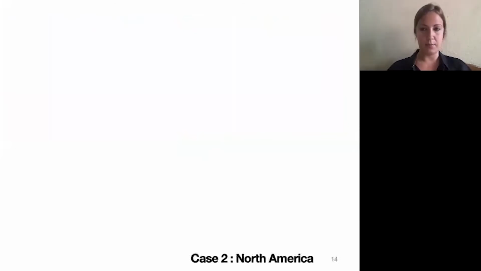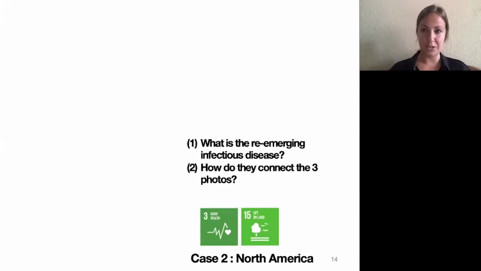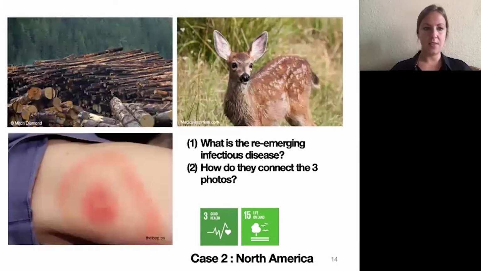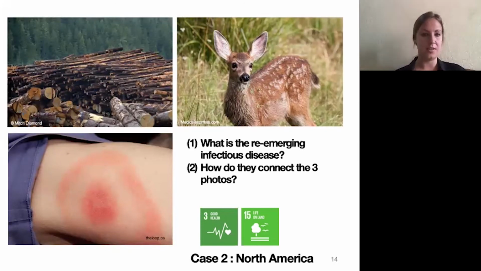So we're going to look at a second example in another one of the regions where communities at risk of reemerging infectious disease live, southwestern or northwestern Ontario in Canada. So again, I'll show you 3 photos and you'll just have a few seconds to think about what the reemerging infectious disease is and how you would connect the 3 photos. So how would the 3 professionals, Emily, Ian, and Jeremy, connect these 3 photos? So the first is a deer. The second is deforestation. And the third is a bullseye rash. So again, think right now what the reemerging infectious disease is and how would the 3 professionals connect the 3 photos.